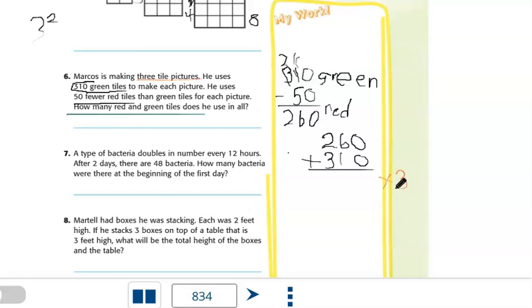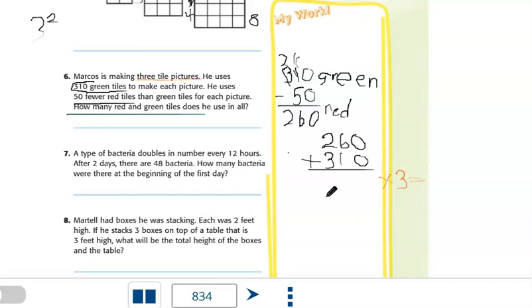So that's the breakdown of how that one goes. I did basically the first step for you, got you through most of the second step, and then you can solve the third step to get the final answer on that one. Okay. A type of bacteria doubles in number every 12 hours.